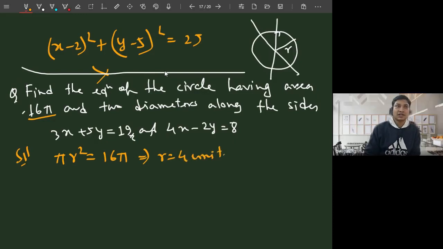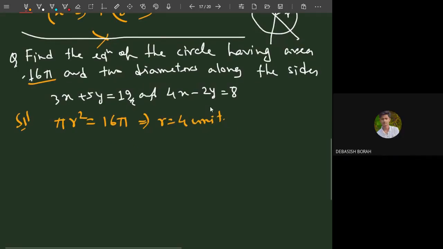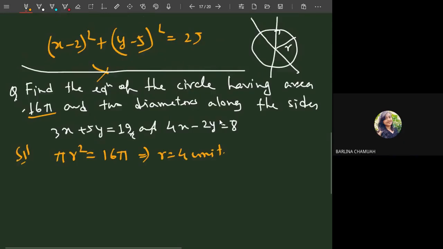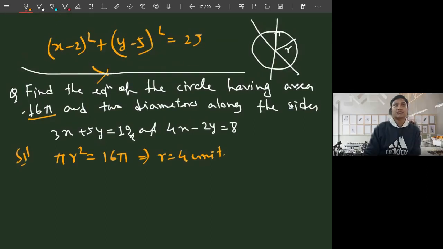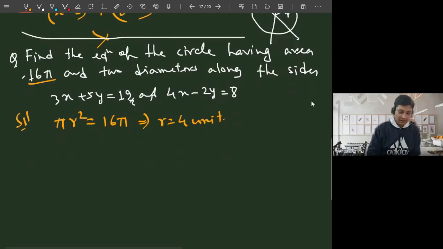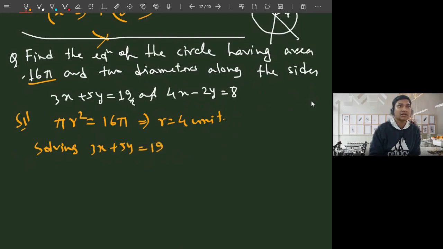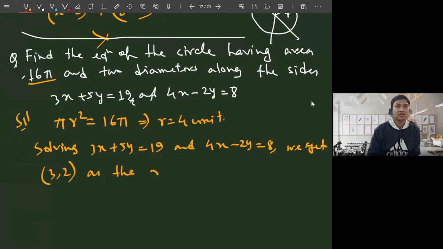Now how to find the center? The center is nothing but the point of intersection of these two lines. So if you solve them, what do we get? Solving 5x plus 5y equal to 19 and 4x minus 2y equal to 8, we get (3, 2) as the point of intersection, or as the center.